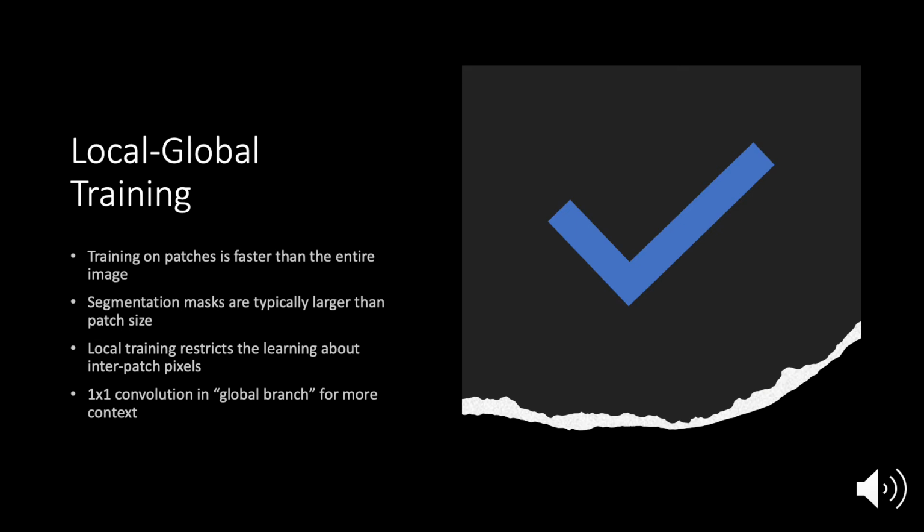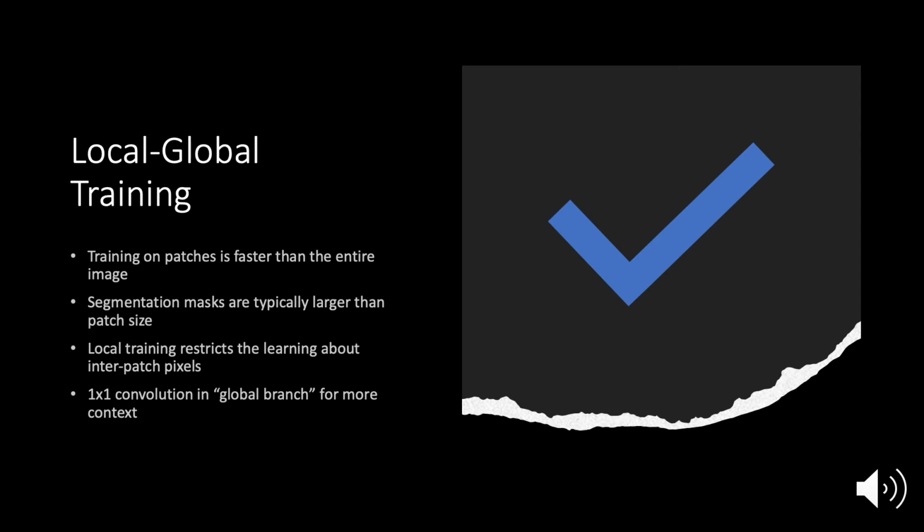patch itself, which means that if you are training in a patchwise regime, you don't understand the relationships between those patches. In the global branch, as we saw before, there's one-by-one convolution in the encoder block, which captures the entire image and allows for this local-global training as well.